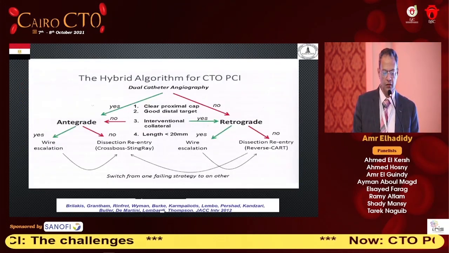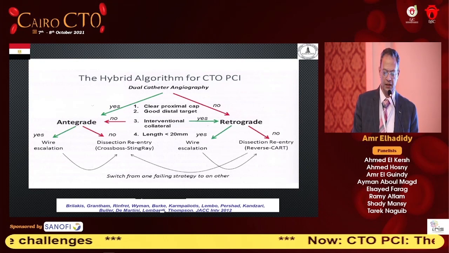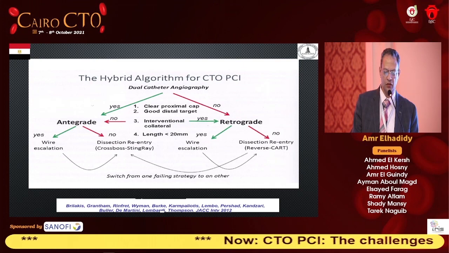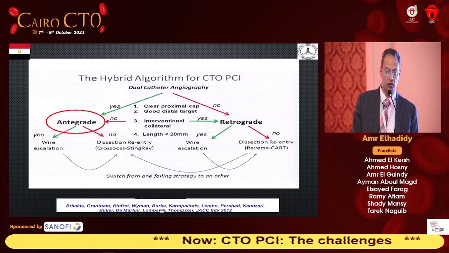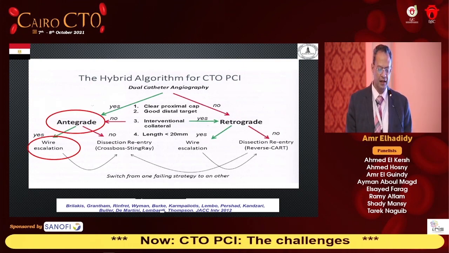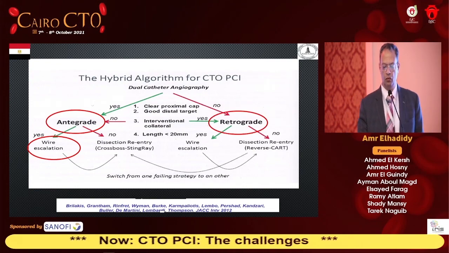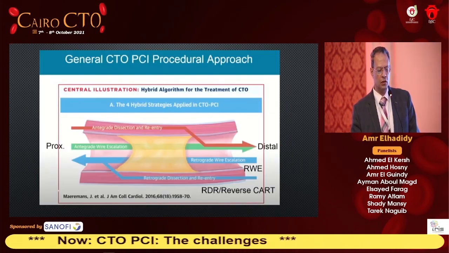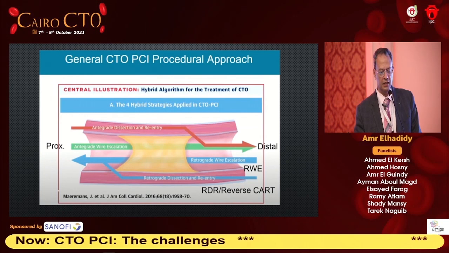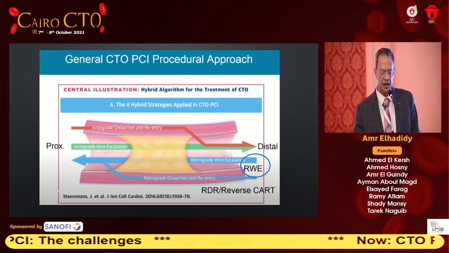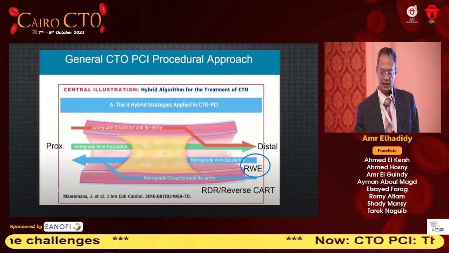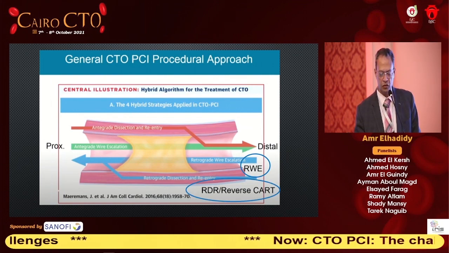So this is the known hybrid algorithm for CTO PCI, and it shows how to decide antegrade or retrograde. We try antegrade first, and if wire escalation fails, we go retrograde. So these are the CTO PCI procedural approaches, whether you are doing antegrade or retrograde wire escalation or reverse CART.